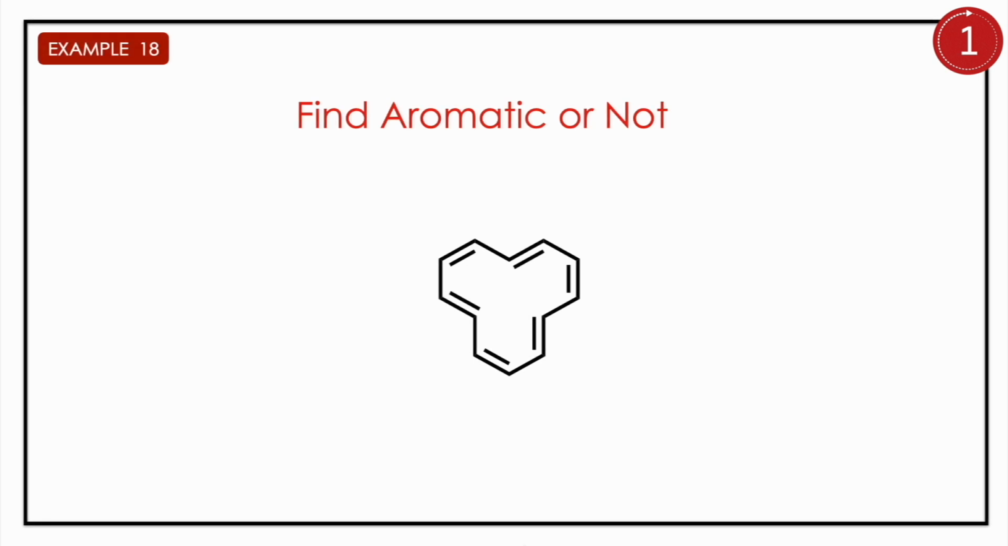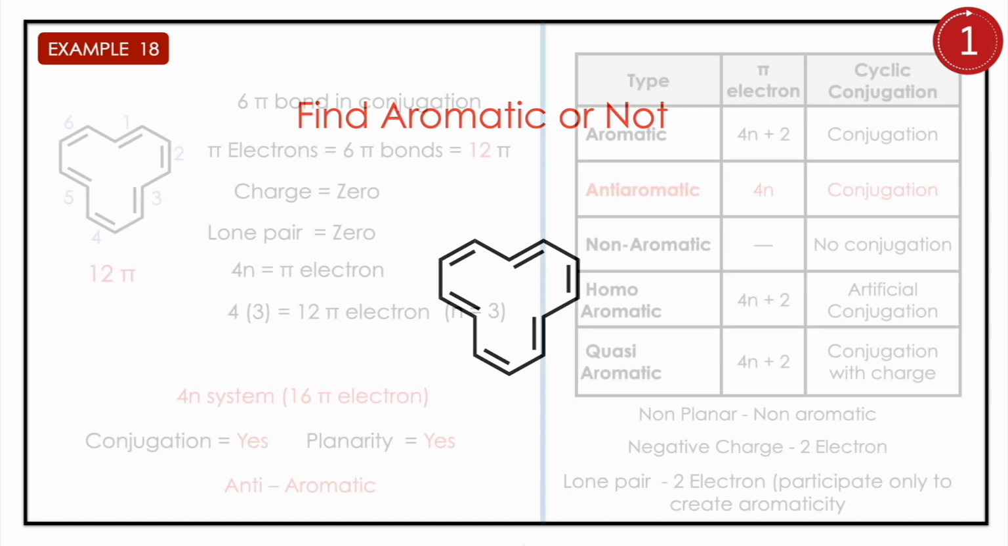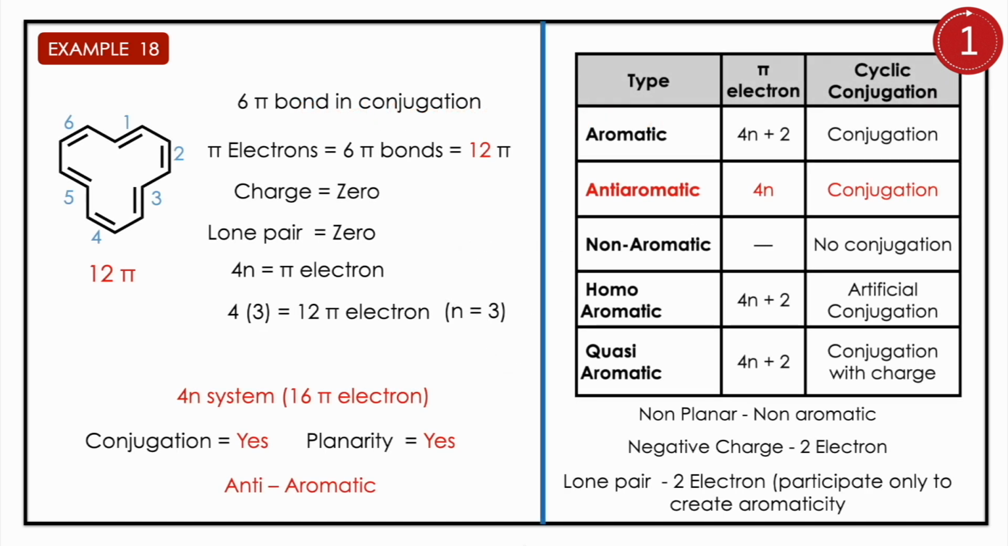Then the next example. Here you have an annulene with 12 carbon atoms with 6 alternating pi bonds. You should find whether the compound is aromatic or not. Here we will start from basics. The compound has 6 pi bonds, so 12 pi electrons. The charge is not there, so 0 contribution. Lone pair is also not there, so 0.